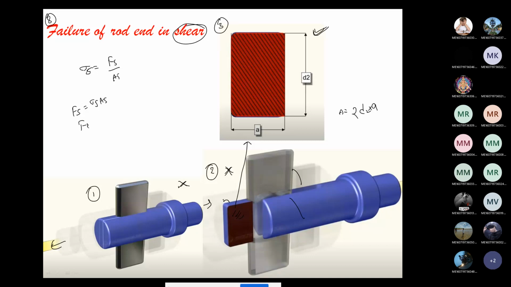Now Fs equals sigma s into 2 into d2 into a. This equation is called shear resisting force for the spigot rod. With this equation, a is going to be determined in mm.